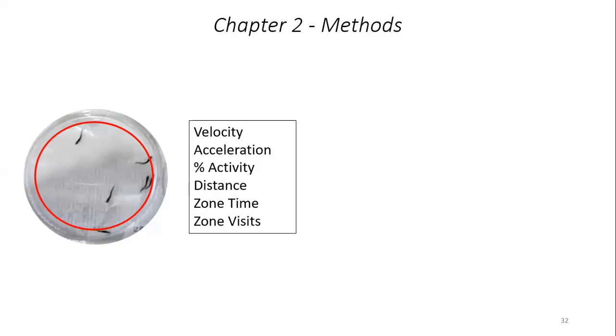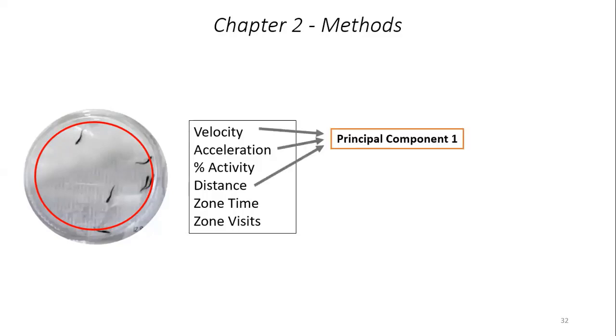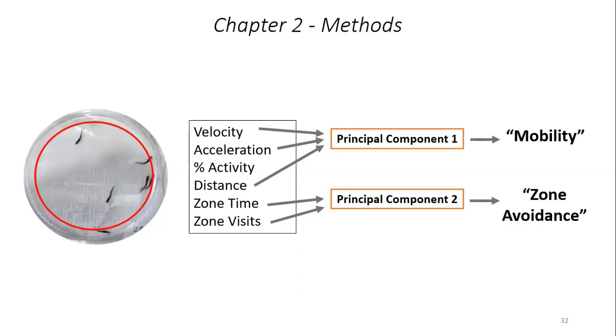So instead of analyzing each of these separately, I used a principal components analysis to compress many variables into a few principal components. And then I can see that each principal component is informed by some variables more than others, and I can use that information to characterize each one as some kind of behavior that it's describing. So for example, with principal component 2 in this case, if that's primarily informed by zone time and zone visits, I can characterize that as something like zone avoidance. So then I analyzed each principal component using generalized linear models and ANOVAs to see how those differed among treatments.